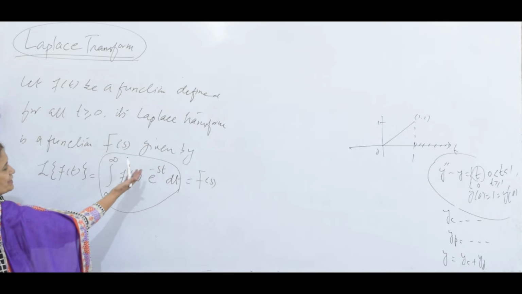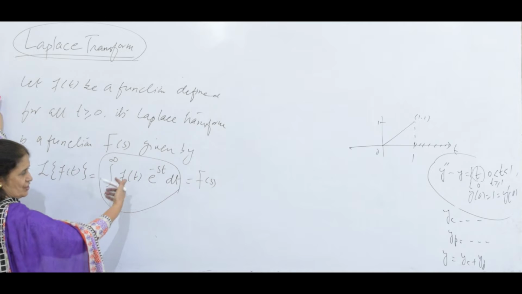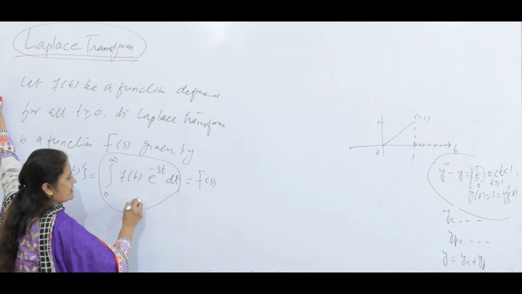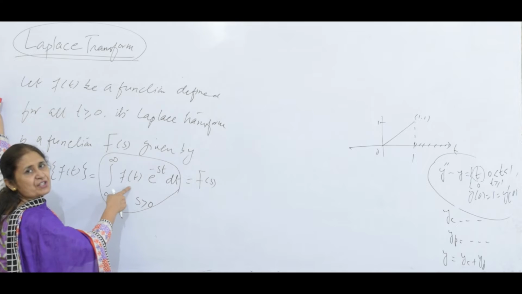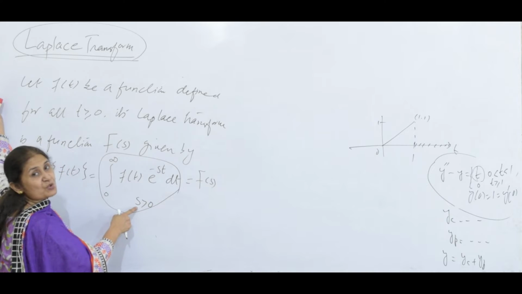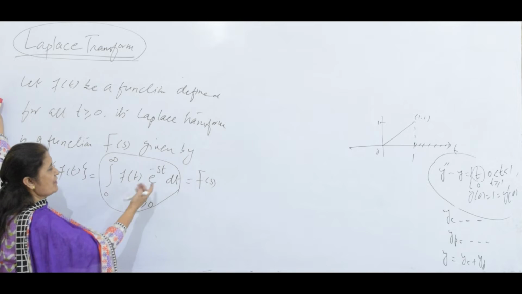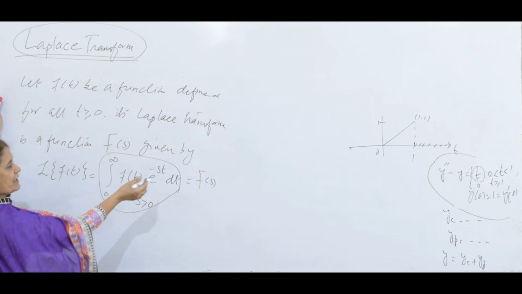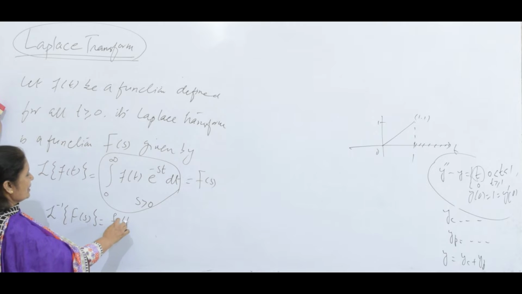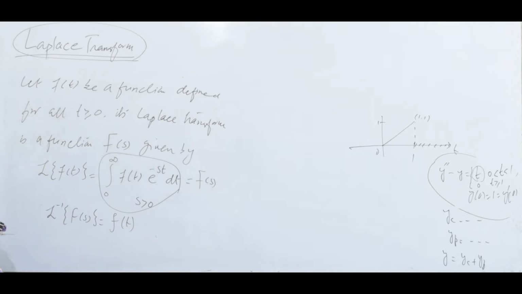And this improper integral converges because of the negative exponential, when s is greater than 0, this function is defined. There is a condition on s: s must be positive. If s is positive, this integral converges and you are getting the answer. So the Laplace inverse is f(t). Look at that.